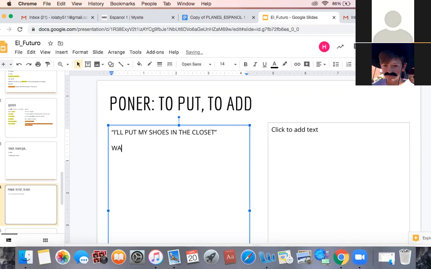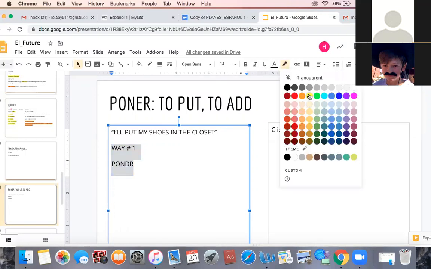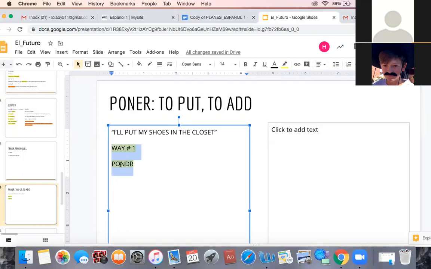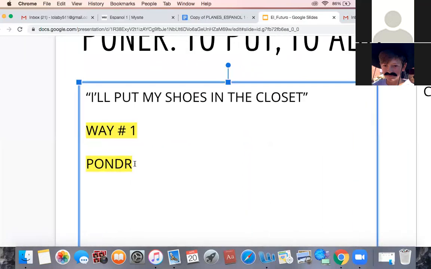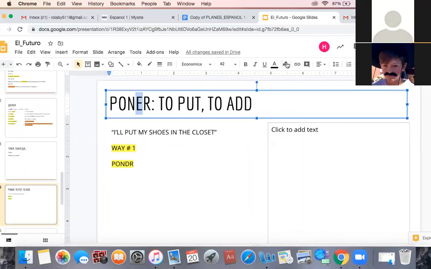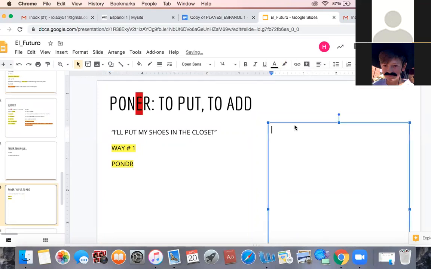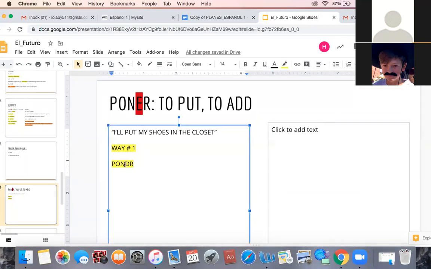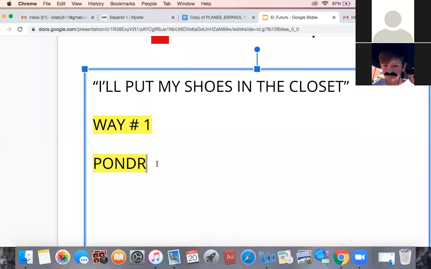Way number 1. Caps. Way number 1 is pondré, like that. Okay, so what happened to poner was literally, again, we took out the E. So I got rid of the vowel, deleted that, and added a D. So now you have pondré.